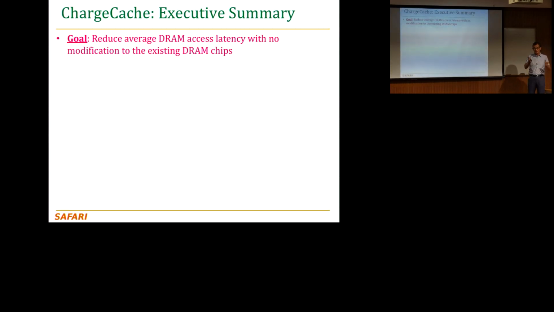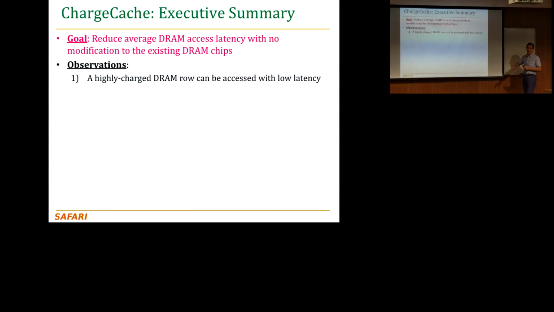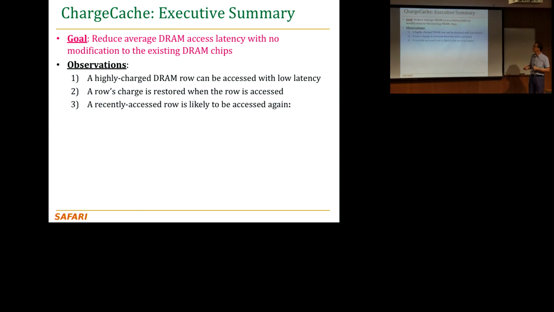So this, I think, was brought up earlier. In this case, we're not going to do any modifications to the existing DRAM system. We wanted to reduce access latency that way. And the observations are simple. A highly charged DRAM row can be accessed with low latency because it is highly charged. And a row's charge is restored when the row is accessed. And a recently accessed row is likely to be accessed again because of bank conflicts. We call this row-level temporal locality.